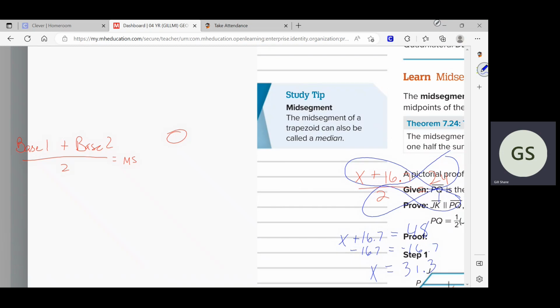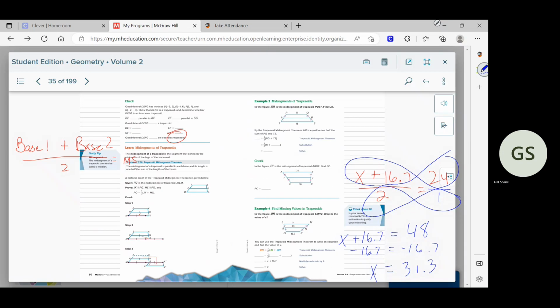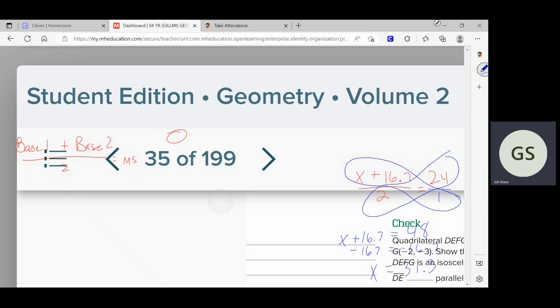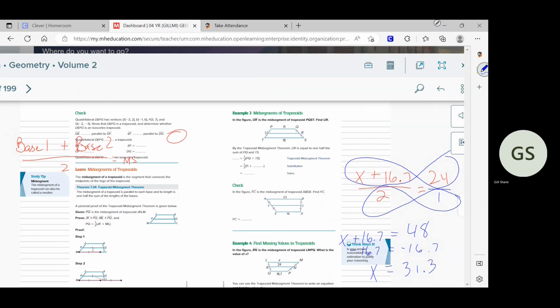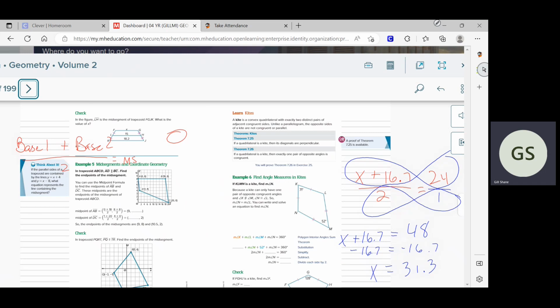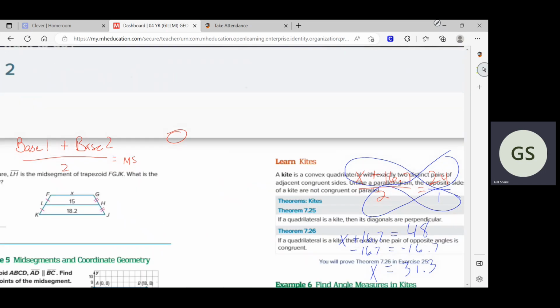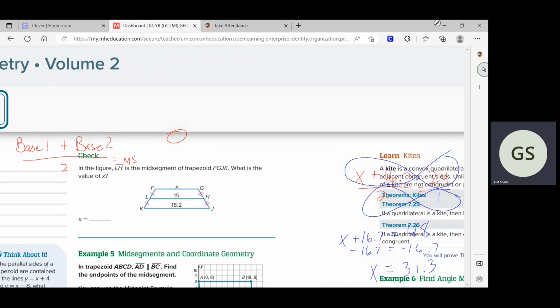Next page, apparently. So there's the check problem. If you're watching the video and you don't have your pages, you can try to do that check problem right there. We're not going to do anything with the coordinate plane.